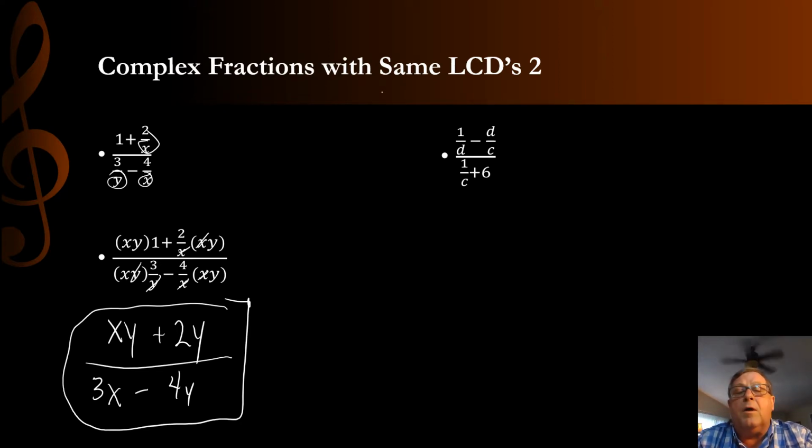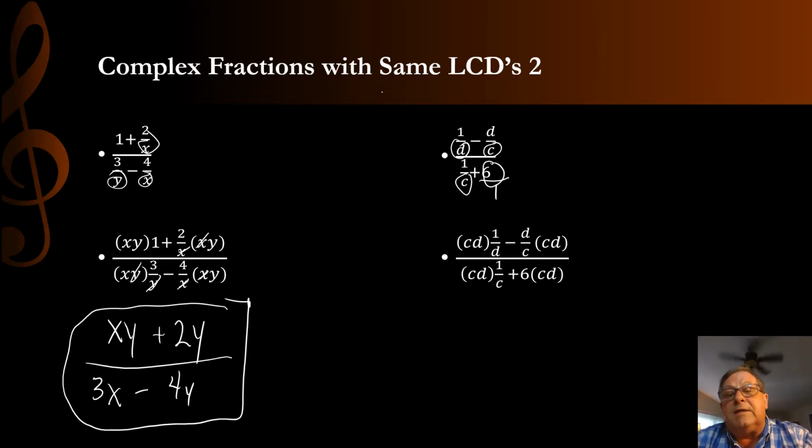All right, this time we got 1 over d minus d over c divided by 1 over c plus 6. And so like in the first case with our 1, our 6 here, the denominator is just 1, 6 over 1, if you will. So we don't have to concern ourselves with that. But here we got a d in the denominator and a c in the denominator and then another c down here in the denominator. And so again, we're going to multiply every term in this complex fraction by cd.